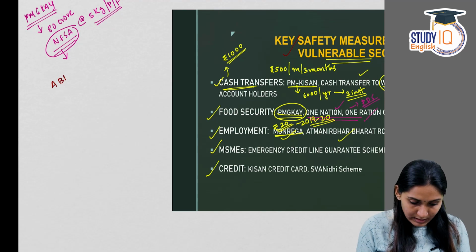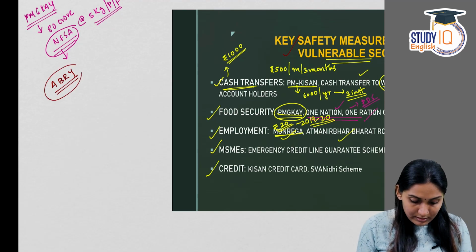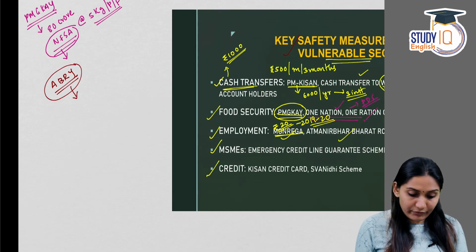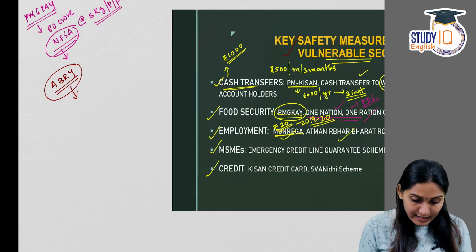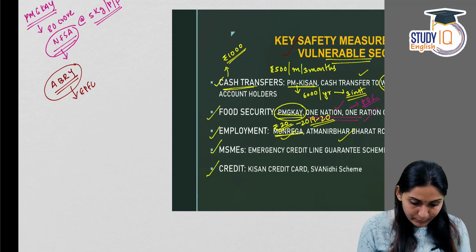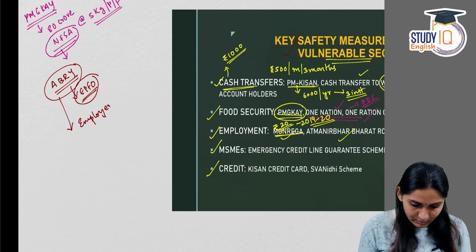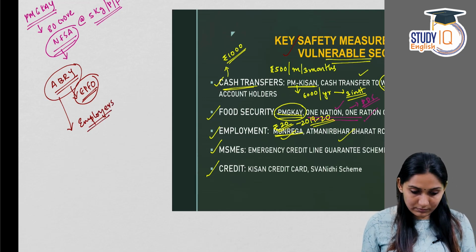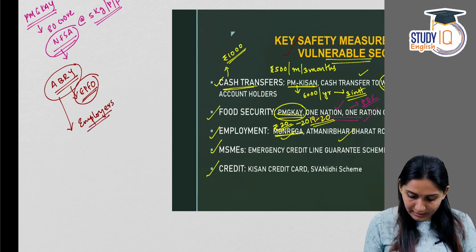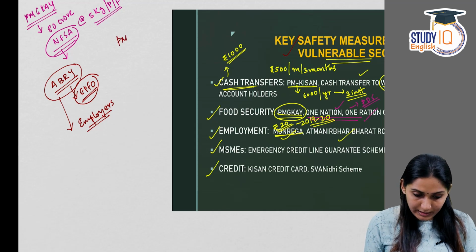The scheme was aimed at reducing the financial burden of employers and encouraging them to hire more workers, implemented by EPFO. Then apart from that, there was also Pradhan Mantri Garib Kalyan Rozgar Abhiyan.